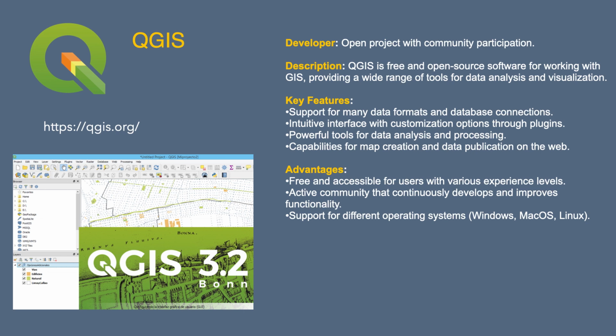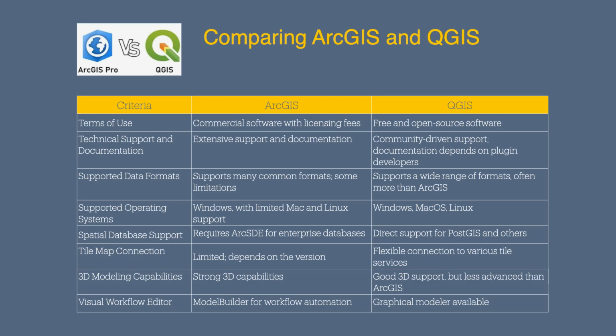This means that users may need to put in more effort to learn how to use specific plugins. In this slide, we compare QGIS to the popular ArcGIS. ArcGIS is commercial software. It focuses on its own solution and data formats. This can limit users, especially those working with different types of data.